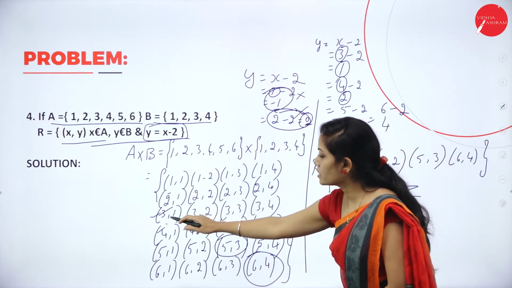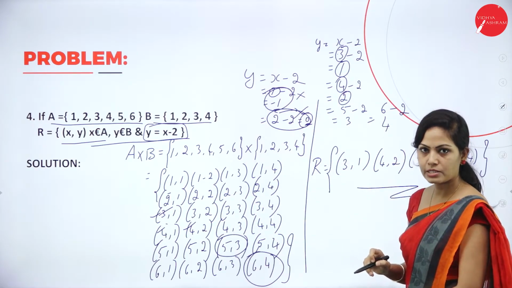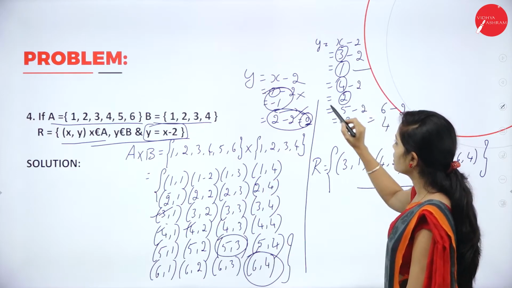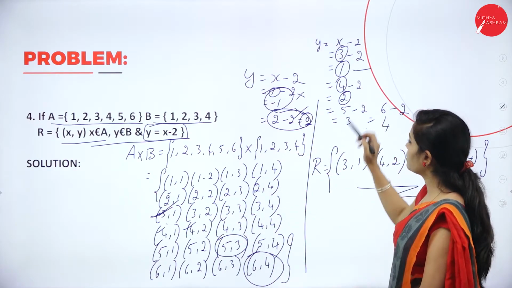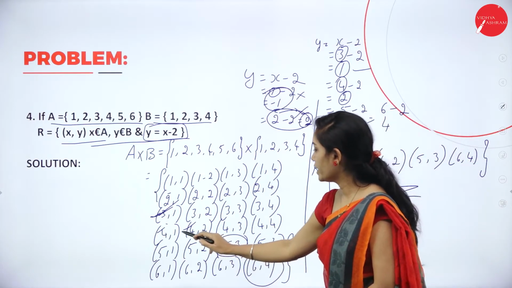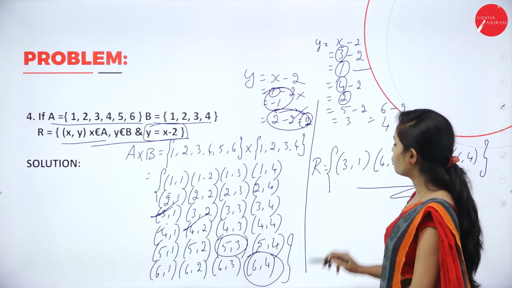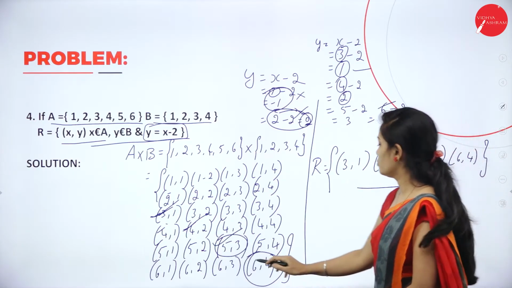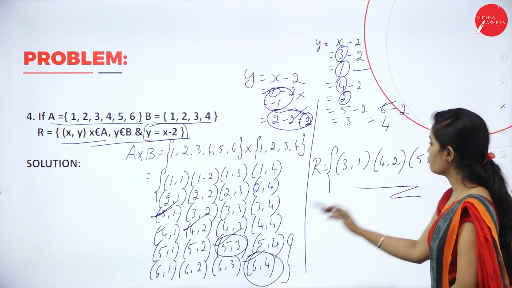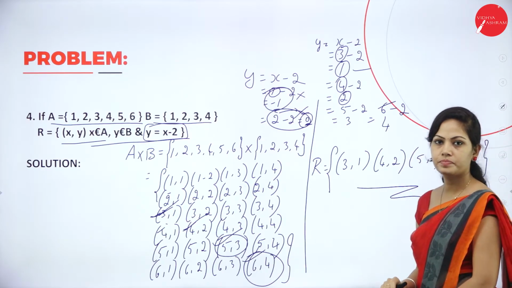So if you use 3 as your x value, then you will get 1. So 3 comma 1 I can use. Then again I am using 4, so you will get 4 comma 2. I am using 5, you will get 5 comma 3, and I am using 6 and you will get 6 comma 4. So these 4 are the relation.